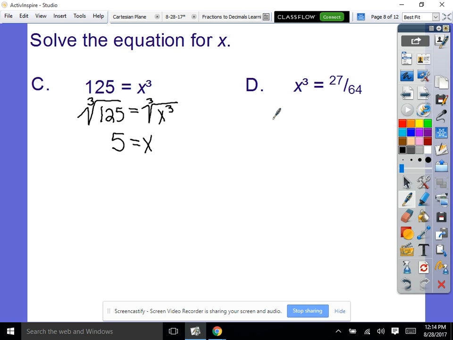All right, same here. We take the cube root of x cubed and the cube root of 27 over 64. So x equals, the cube root of 27 is 3. The cube root of 64 is 4. And it's positive because 27 over 64 is positive.